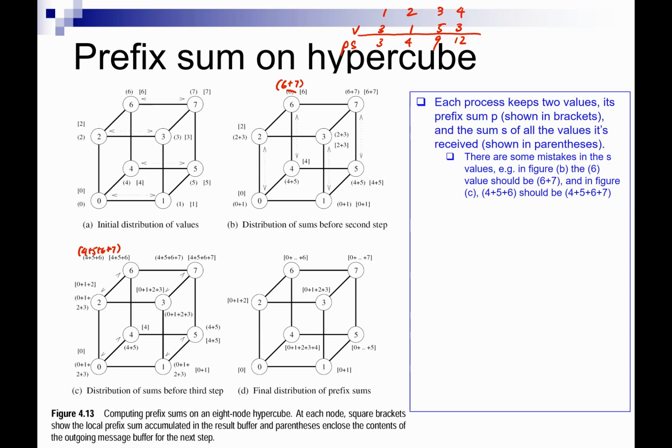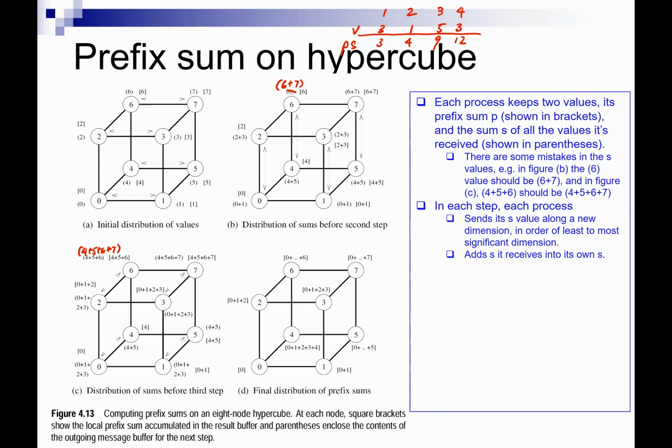Now let's see what these figures are showing. The way this algorithm works is similar to the all-to-all broadcast algorithm, in the sense that we're going to work in these different dimensions. We're going to go through all of the log p dimensions one by one, and we're going to go through them in the order of least significant digit to the most significant digit for the IDs of the processes.